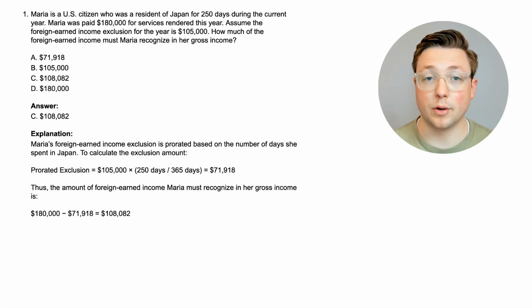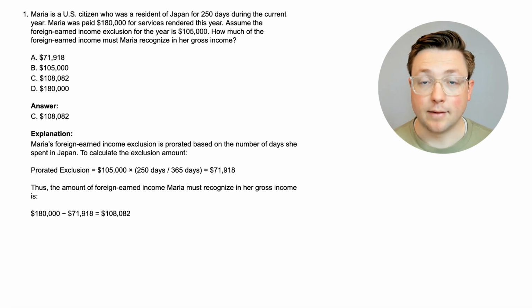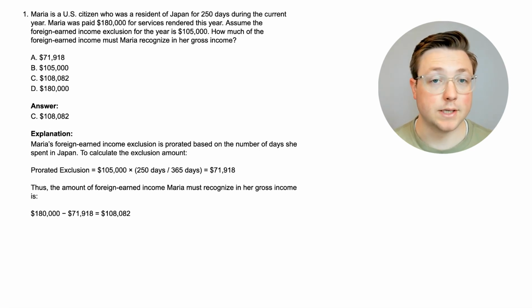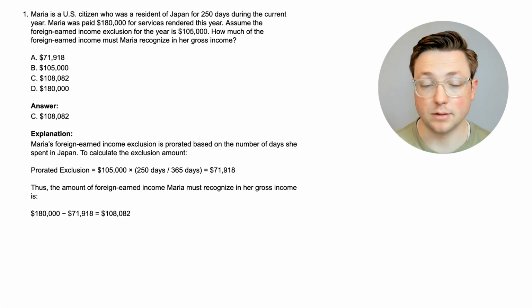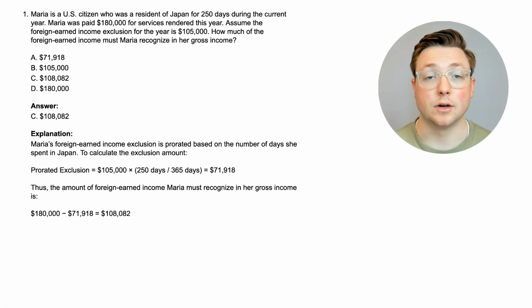Okay, so this is just a small intro into it. There's definitely more that we need to learn, but we at least know that if they live in a foreign country for some amount of time during the year and they make money in that foreign country, but they are a U.S. citizen, then we need to prorate the exclusion based on how many days they were in the foreign country, and then that can be subtracted from the foreign earned income. But again, we need to learn more, so let's go ahead and go to the next question.